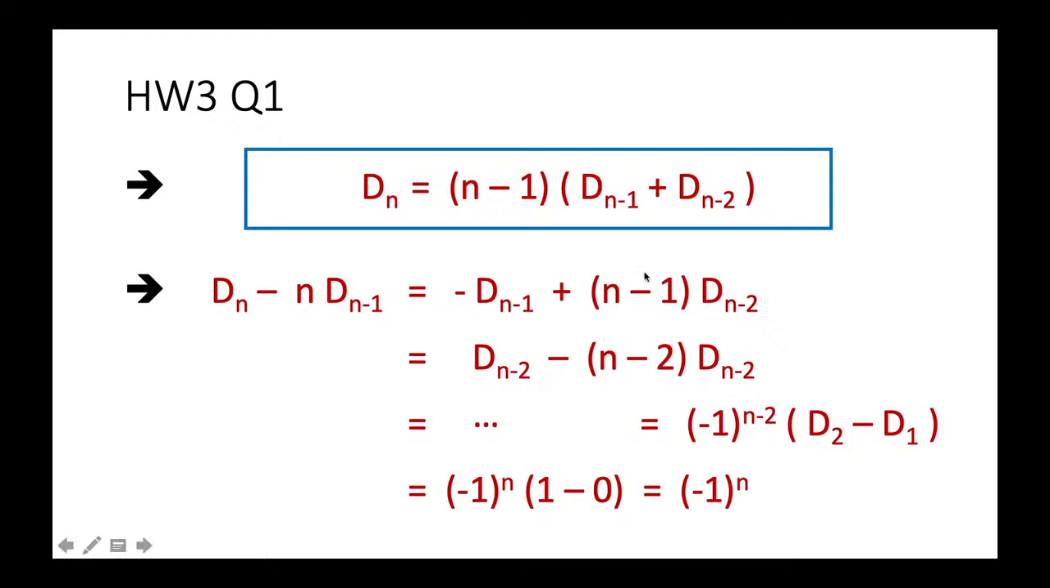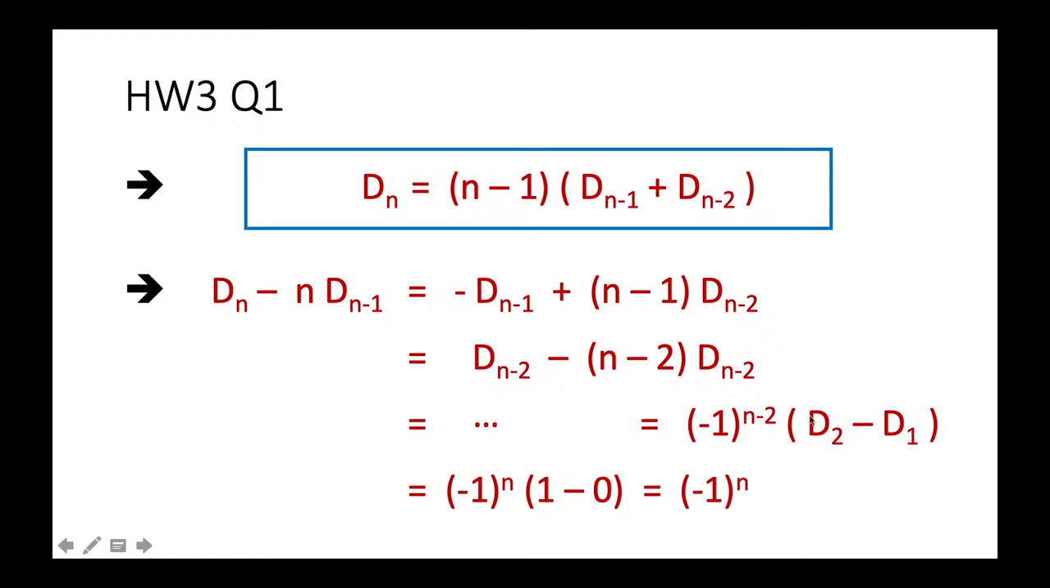If this is the case, then we can continue to the next step. We multiply everything by minus 1, but then we also make n smaller by one term. So we get d_{n-2} minus (n minus 2) times d_{n-3}. If we go on like this, then eventually we will get minus 1 to the power n minus 2. This counts the number of times that we have minus 1 multiplied. And then we will have d_2 minus d_1.